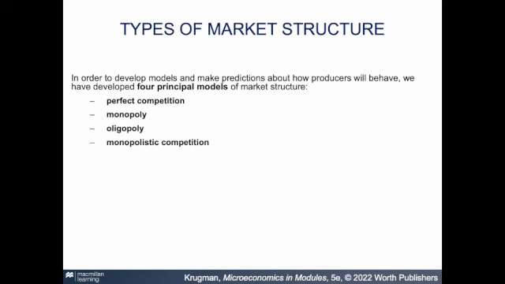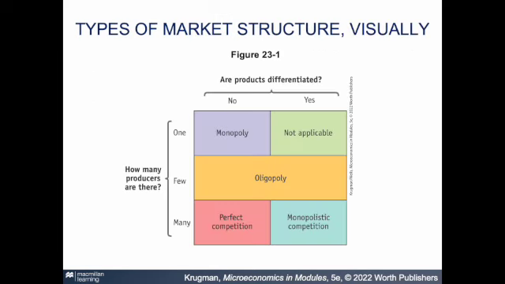In order to develop models and make predictions about how producers will behave, we have developed 4 principal models of market structure. Perfect competition. Monopoly. Oligopoly. Monopolistic competition. Types of market structure, visually.